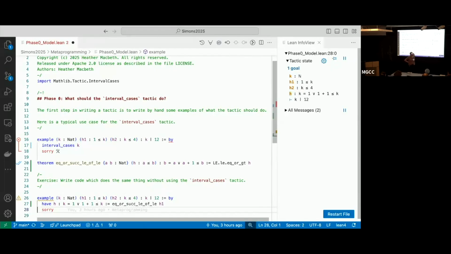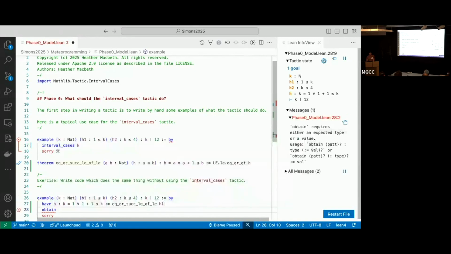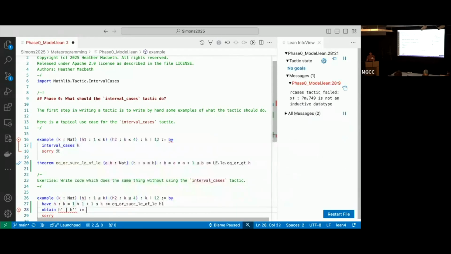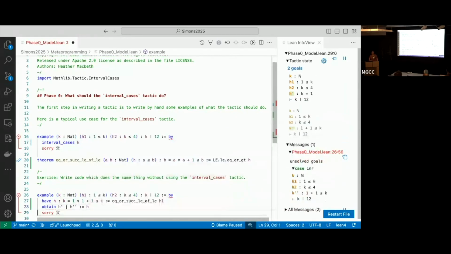I heard rcases, but I personally use the almost identical variant of rcases called obtain just because I like the syntax better. So I'm going to do it with obtain rather than rcases. Anyone remember how to use either obtain or rcases on an or statement, what the syntax is? Okay, so the syntax is going to be something like obtain h' | h'' := h. And this splits into two cases. In the first case, I get a hypothesis h' saying that k is 1. In the second case, I get a hypothesis h'' saying that 1 plus 1 is less than or equal to k.